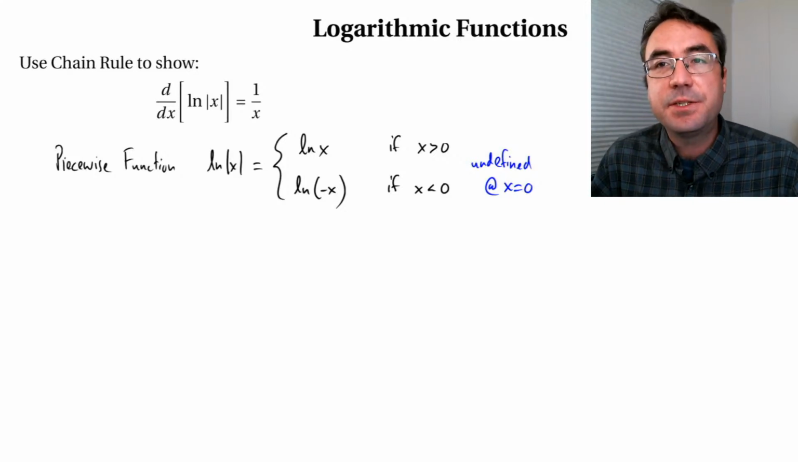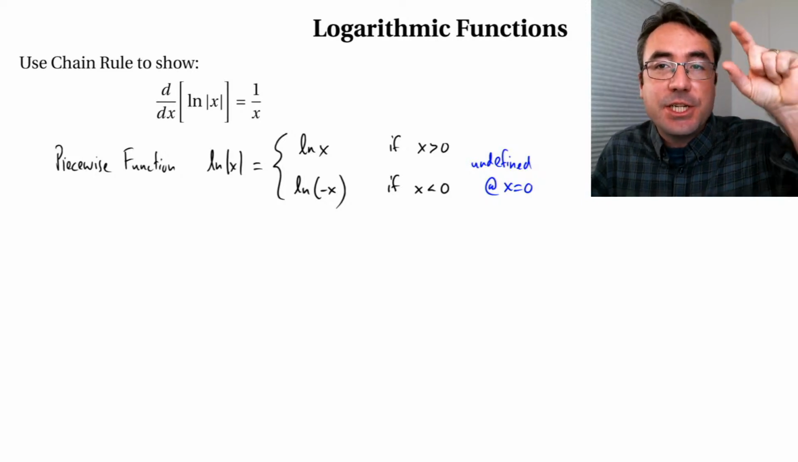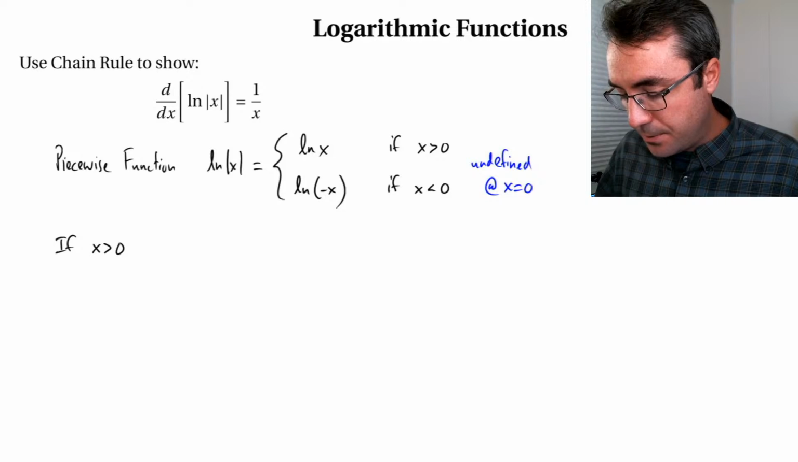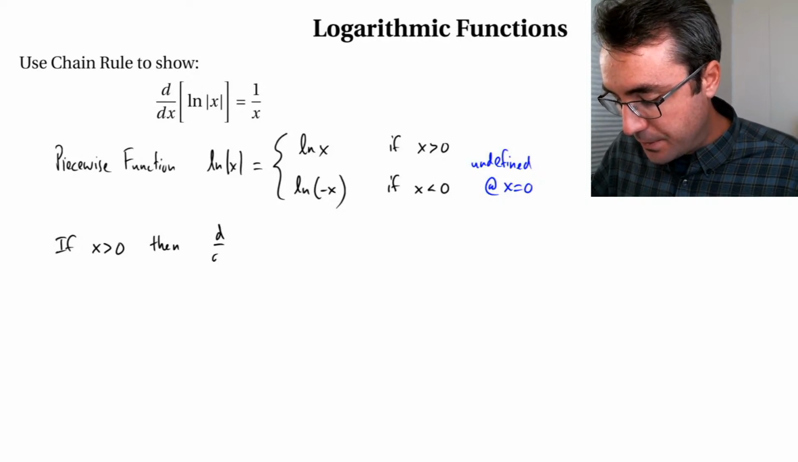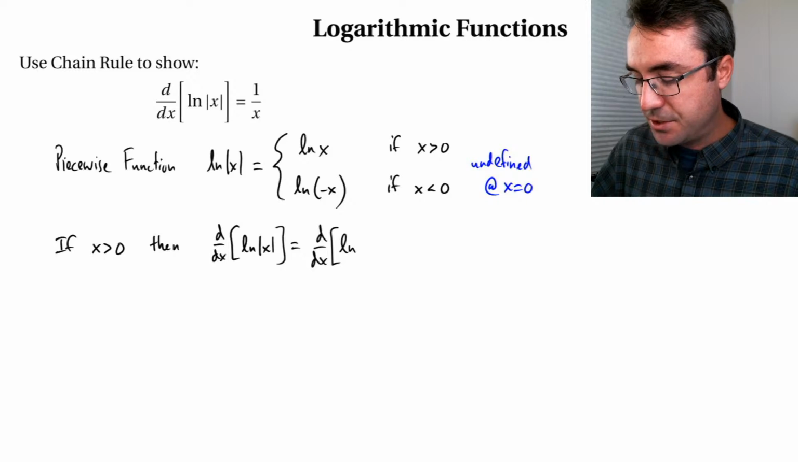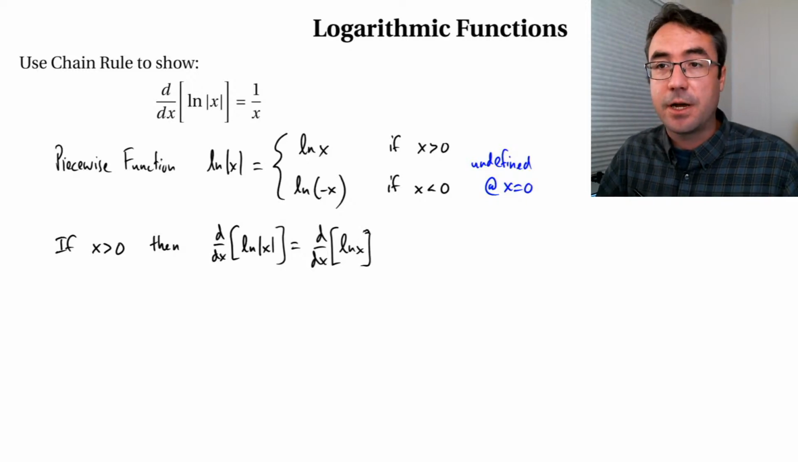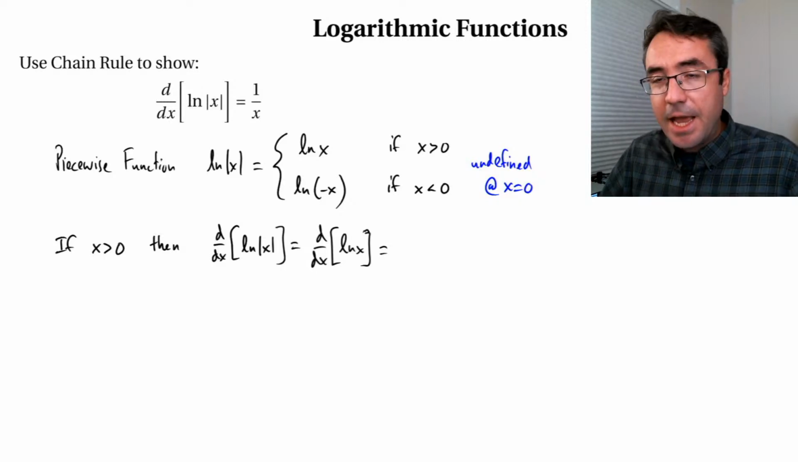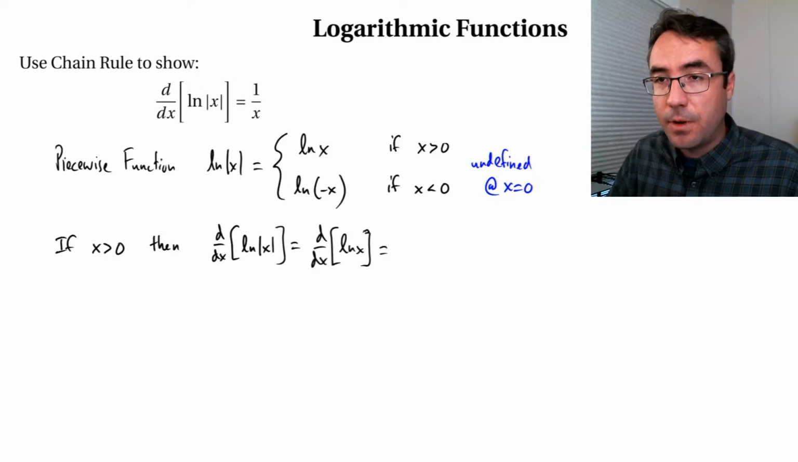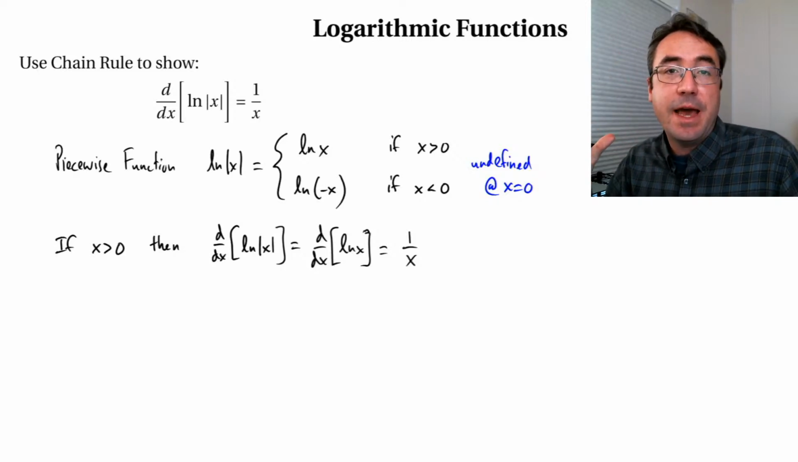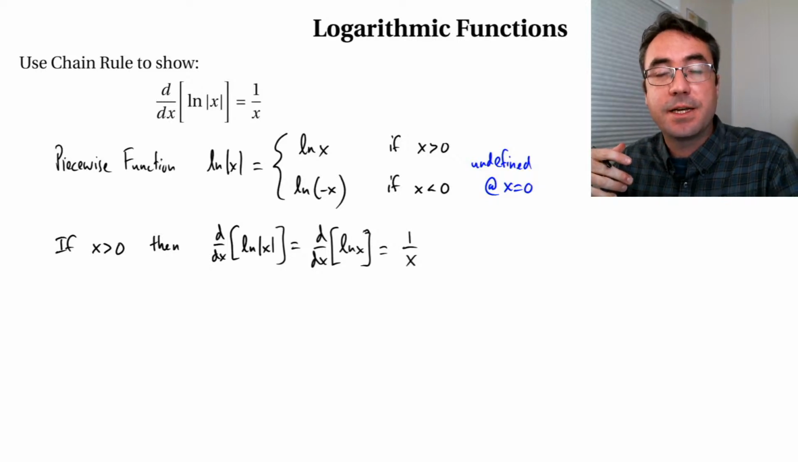All right, so now we have this piecewise function, and we basically just go along and we differentiate each piece of our function. So let's look at the piece where x is greater than 0. Then when we talk about the derivative of natural log absolute value x, if we look at that piece, it's just the same thing as the derivative of natural log x. So just fill in the actual piece of our function there. And we know from before, derivative of natural log is 1 over x. So that first piece, when x is greater than 0, gives us our expected result.